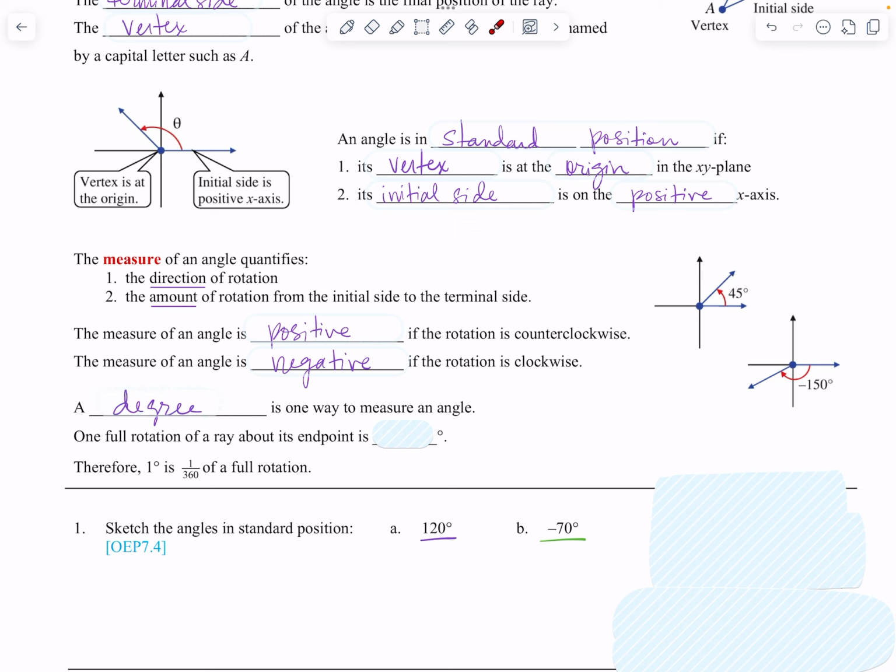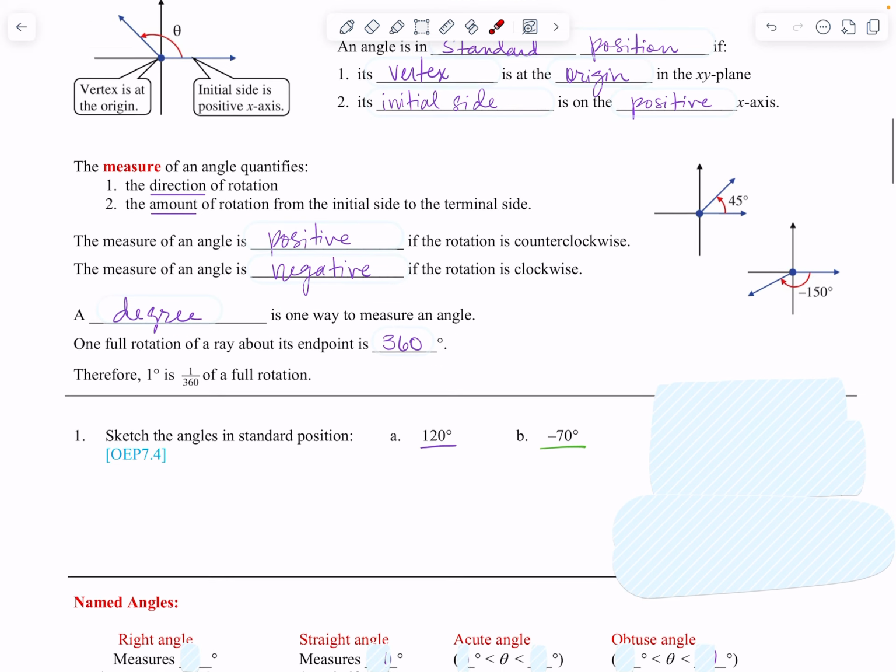Degrees is one way to measure angles, and this is the method of measuring that we are more accustomed to. So you probably won't have too many issues getting comfortable with degrees. We will have another method of measuring that is a little bit more challenging that we'll talk about in one of my other videos. One full rotation of a ray about its endpoint is going to be 360 degrees. Therefore, a single degree is 1/360th of a full rotation.